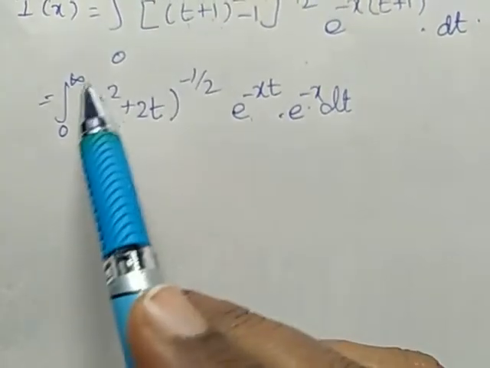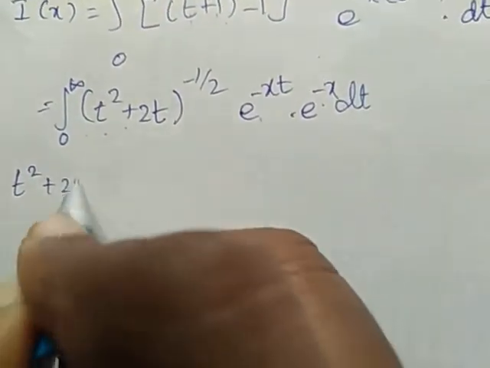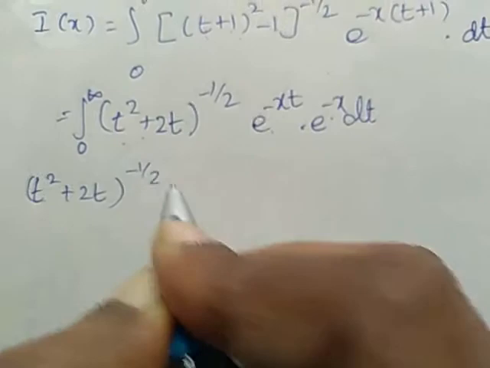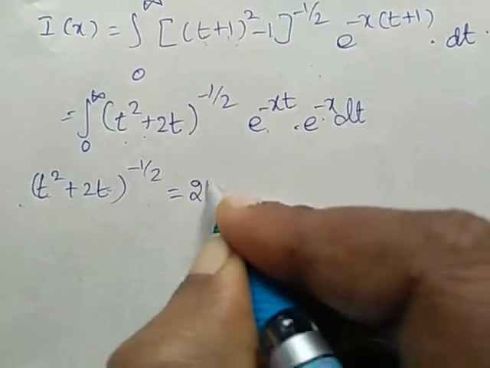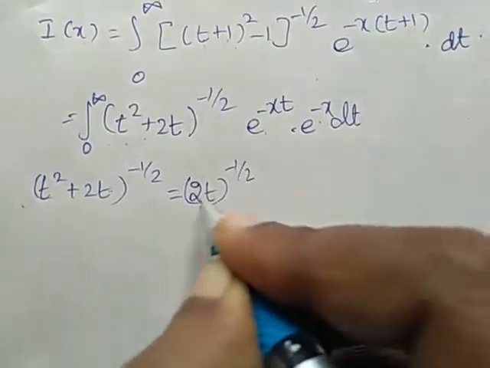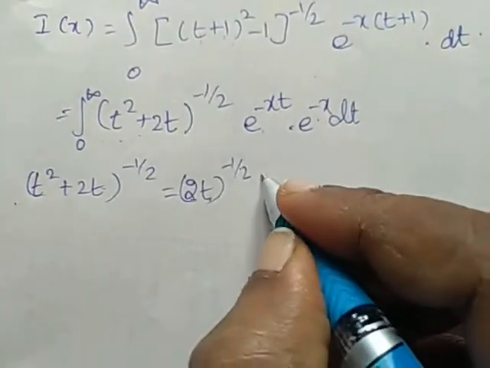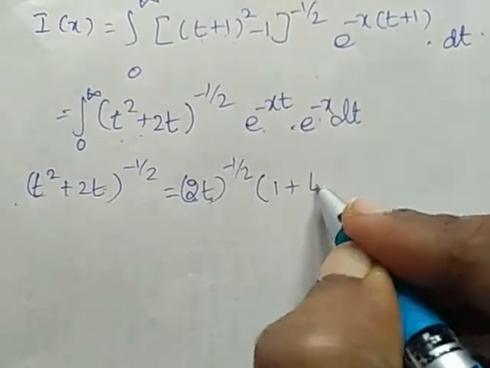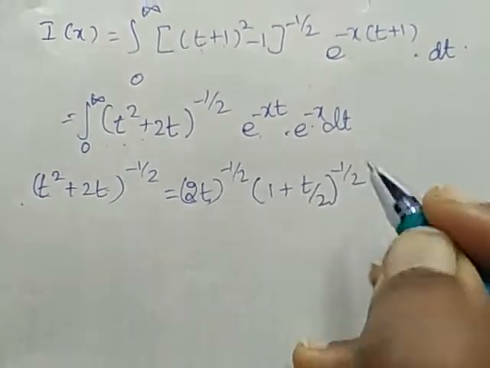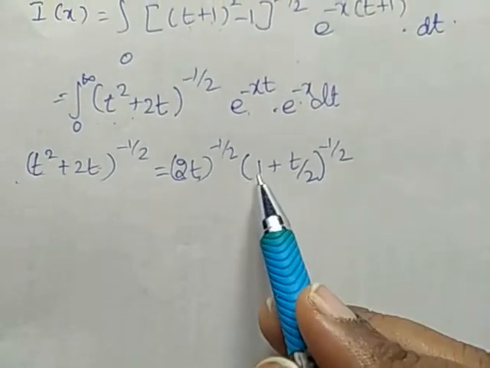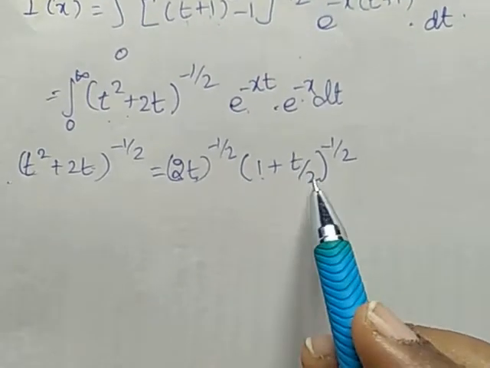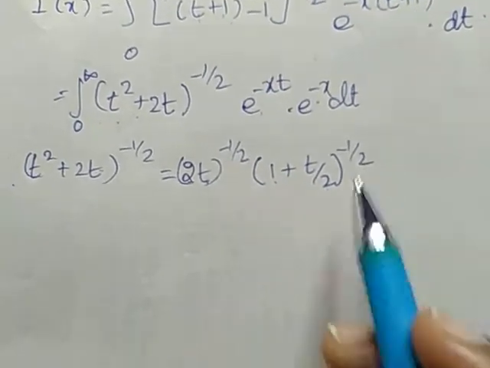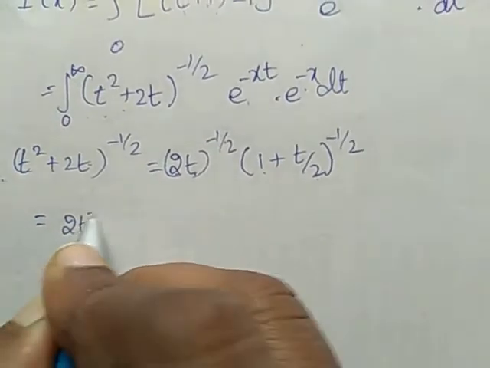Now we have to write this in terms of an exponential function. So t square plus 2t to the power minus half, we can write it as, I'll take 2t common. If I take 2t outside, I'll get 2t to the power minus 1 by 2. What are the remaining terms? 1 plus t by 2 to the power minus 1 by 2. Again, I'm going to apply binomial expansion here. a is 1, b is t by 2, n is minus 1 by 2. So using binomial expansion, what will I get?